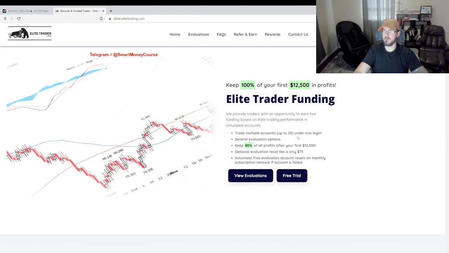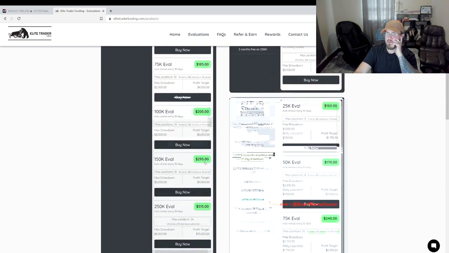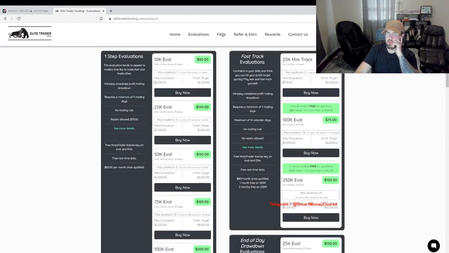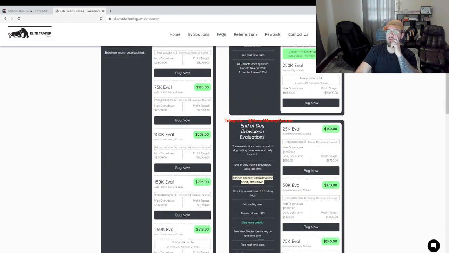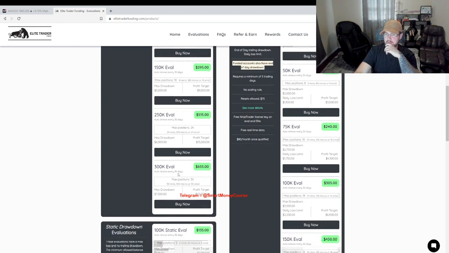That's pretty cool. You can trade multiple accounts on one login. Keep 80% after your first 12,000. The evaluation reset fee is only $75. Wait, what? Hold on, what are the rules? These are cheap. A one-step evaluation, so this is... oh, you can go down 10%. Okay, let's look for the rules. Oh no. So once you get the higher ones, yeah, I guess.